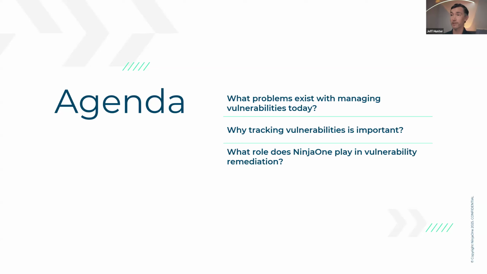We're going to talk a little bit about what problems exist with managing vulnerabilities today. There are a few. The biggest one is that your identification of vulnerabilities and your remediation of vulnerabilities are generally two separate platforms, two separate tools, sometimes even two separate teams. And so that is, of course, a big problem that we'll talk about. We'll talk about why tracking vulnerabilities is important. It's one of those things that can seem exhausting because there are simply so many of these vulnerabilities these days that need to be tracked.